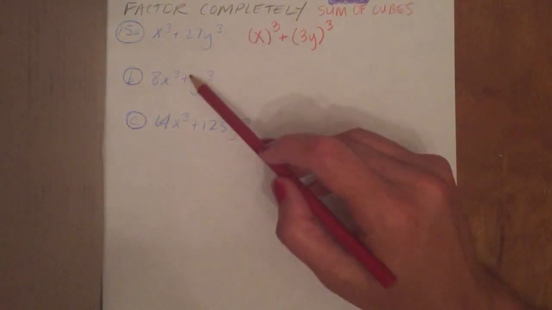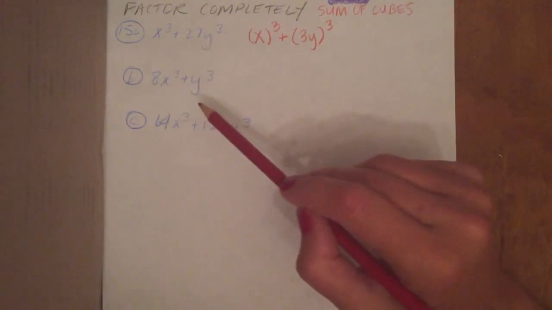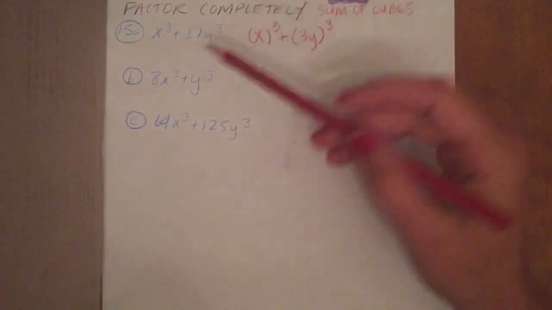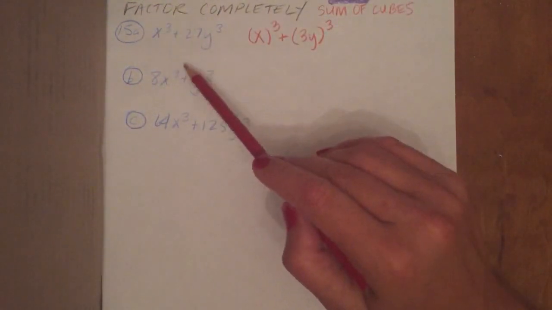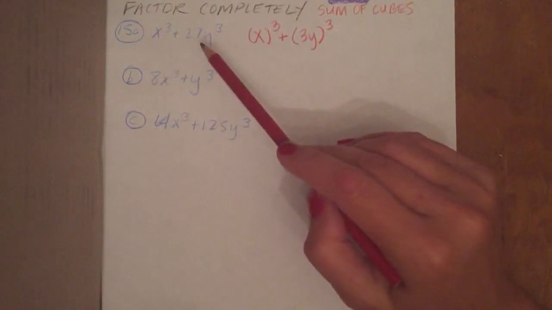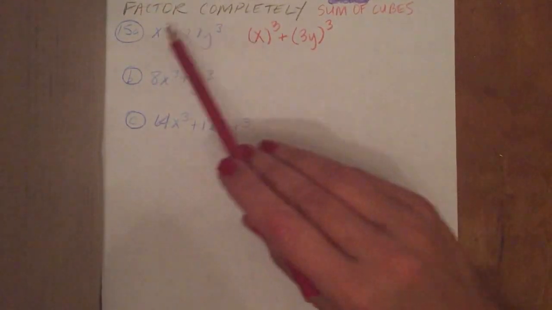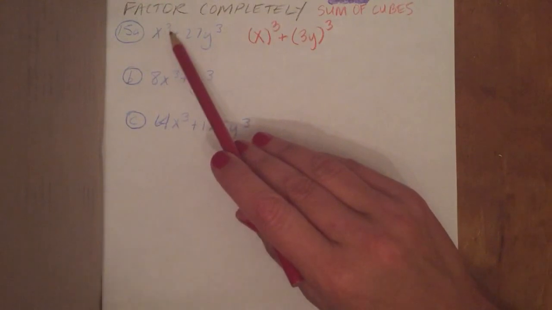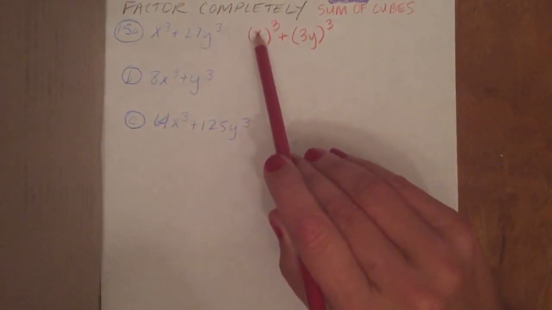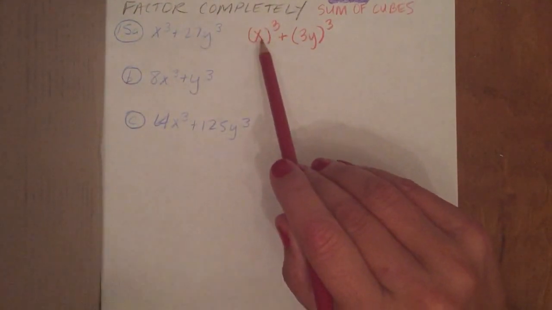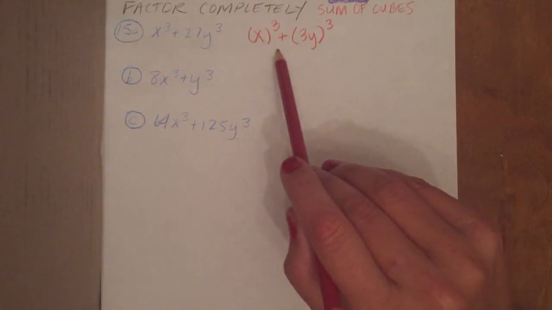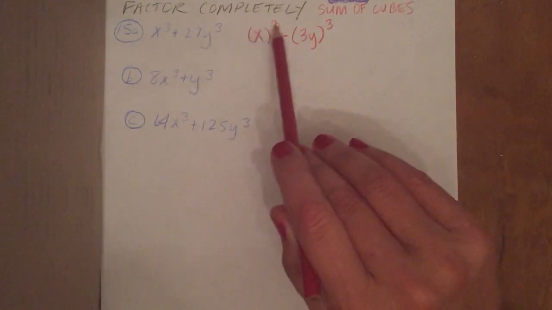So what we have to determine first when we look at these expressions, these polynomials, is, are they in fact a sum, or an addition, of two different cubed values? So let's look at 15a. 15a, what is it that we're cubing? X. I put parentheses around the x. That helps me out to identify when I get ready to write my factors, because I know x is what I'm cubing.